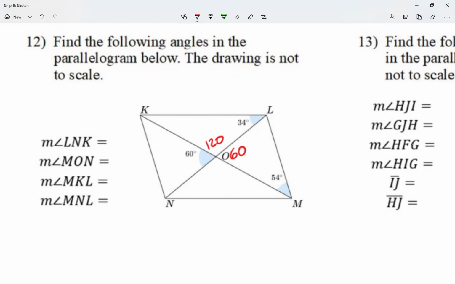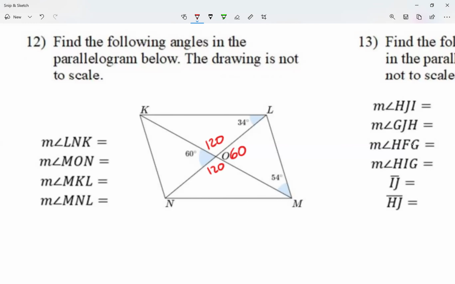The reason why I said that is because I see a line segment here. These two angles combined have to make 180. So if one of them was 60 already, well, the other one has to be 120. Consequently, I'm going to say this angle right here is 120 as well.